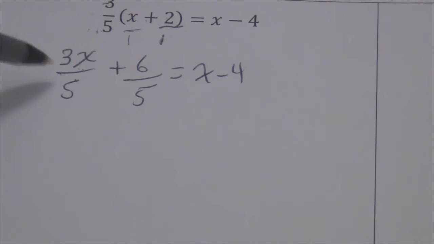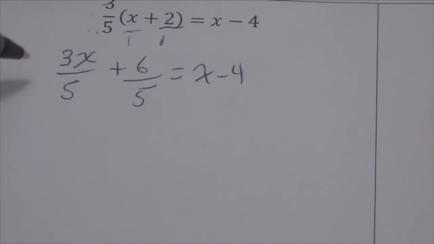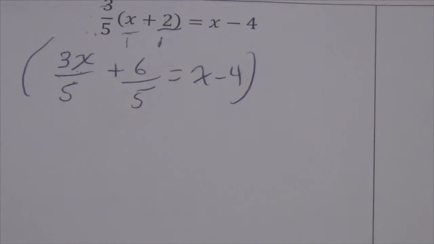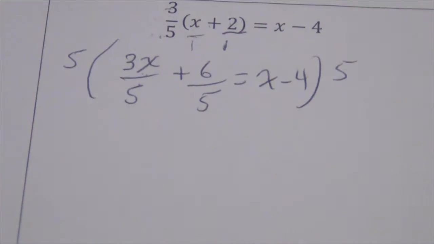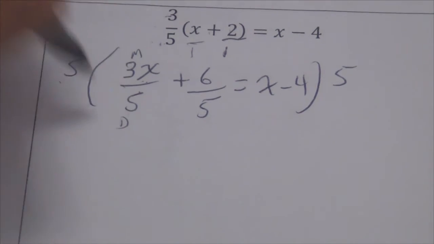Now I ask myself, are there any fractions? And I see that we have fractions here. So then I'm going to use the common denominator. In this case, guess what the common denominator is? Yes, the common denominator is 5. So let's see now. Multiply by top, divide by bottom, remember?